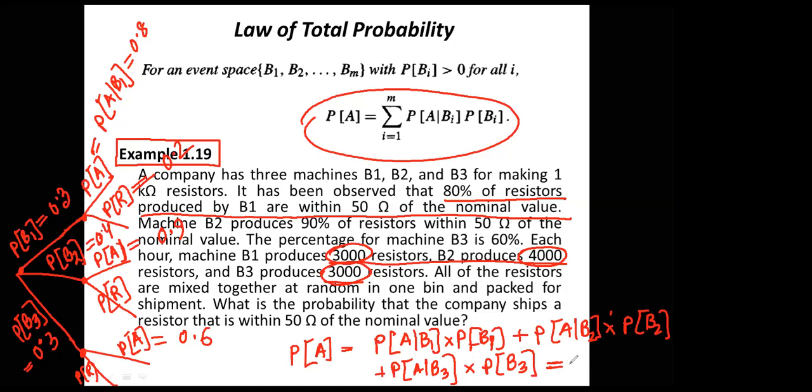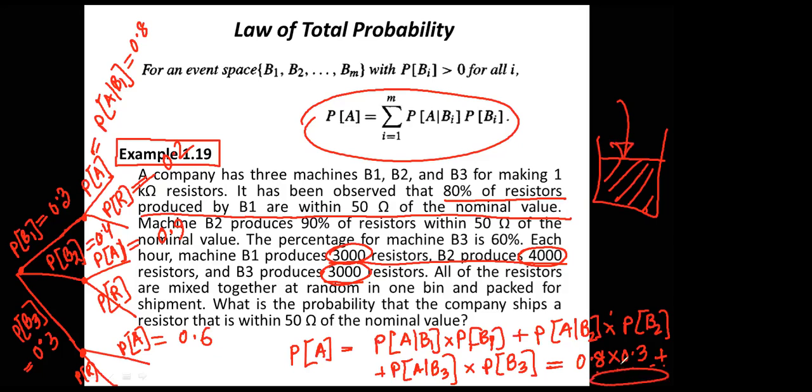So that is equal to 0.8 into 0.3 plus this, and so on. Whatever the result, that will be the probability of acceptance, ultimate acceptance. When I make a bucket or a box and keep all the resistors here, then I will see that this many percentage of the resistors will be acceptable.